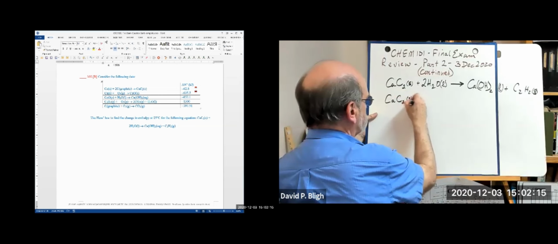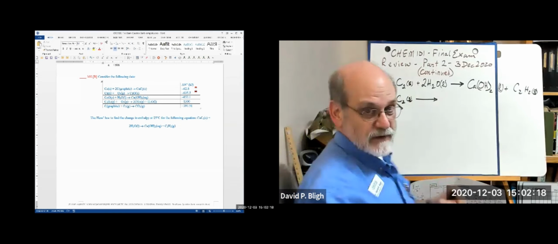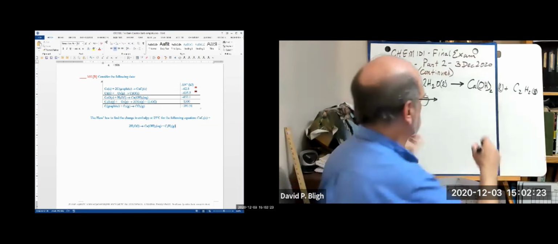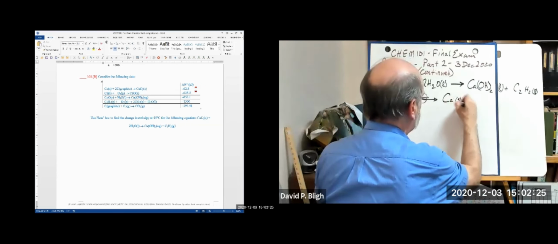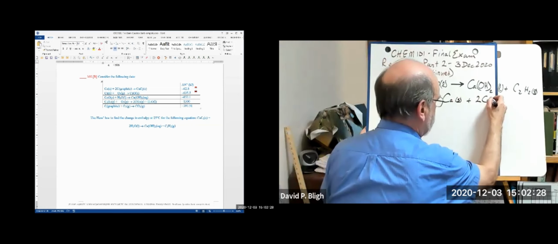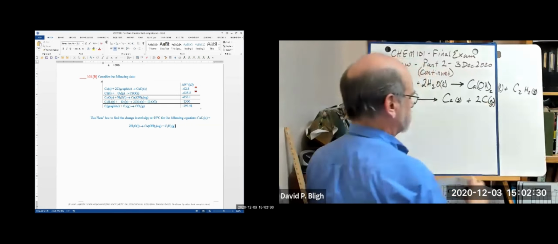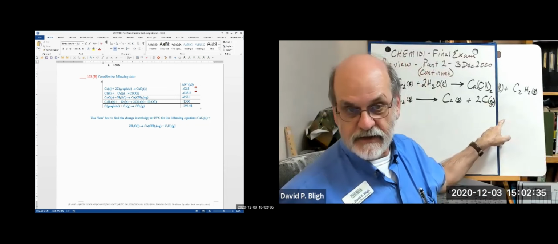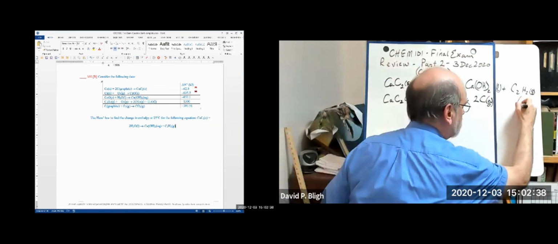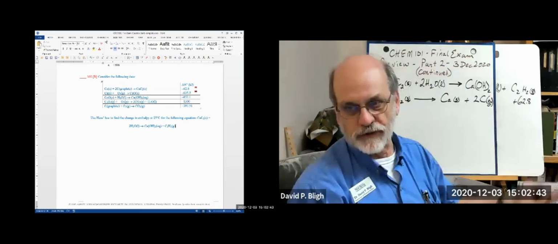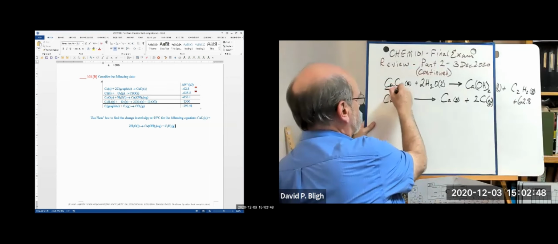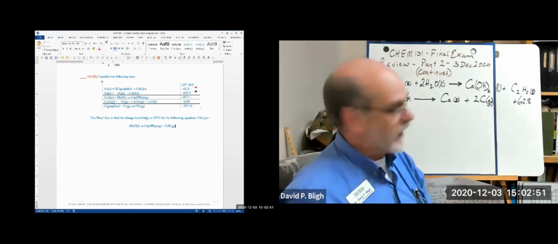Calcium carbide yields calcium solid plus 2 carbons, and that's graphite. And the enthalpy for that is plus 62.8 kilojoules. Okay, so we got this one. That one's done. Now, what's next?